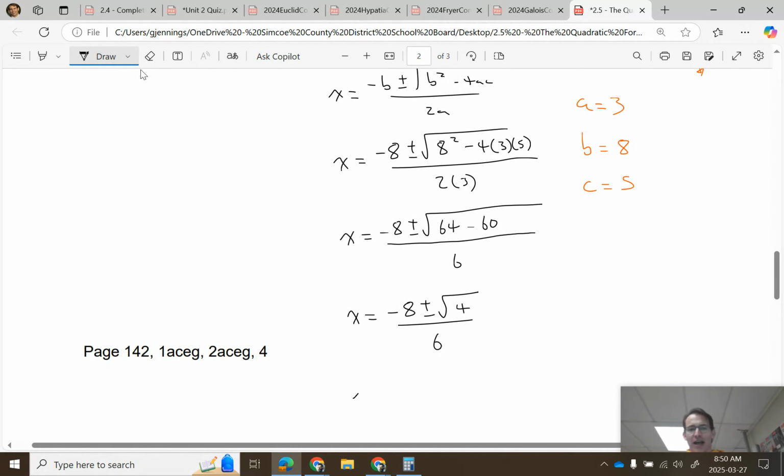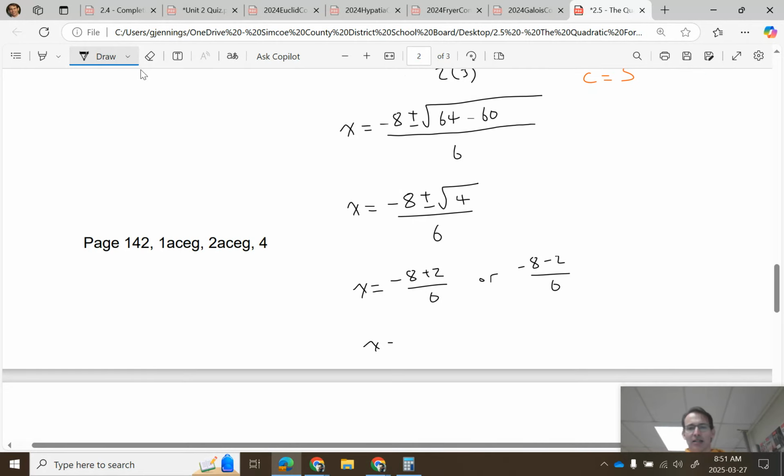Well, our roots are x is equal to negative 8 plus 2 over 6, or negative 8 minus 2 over 6. These equal x equals negative 6 over 6, which is a fancy way of saying negative 1, or negative 10 on 6, sorry, that looks like 16. That's a 10. 10 on 6, which is a fancy way of saying negative 5/3. Here's our roots. They're not weird square rooty irrational numbers.